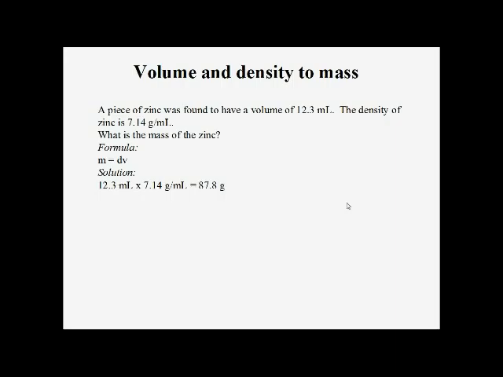So if we have a piece of zinc with a volume of 12.3 milliliters, we know the density is 7.14 grams per milliliter. What's the mass of the zinc? So we're going to take our density as mass divided by volume, solve for mass. We get mass as density times volume. Just making sure our units are matching, we get 12.3 milliliters times 7.14 grams per milliliter. Milliliters cancel, we're left with 87.8 grams.